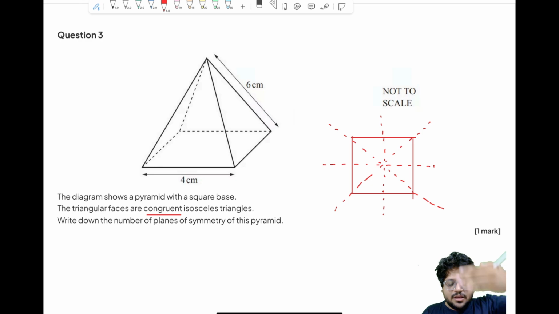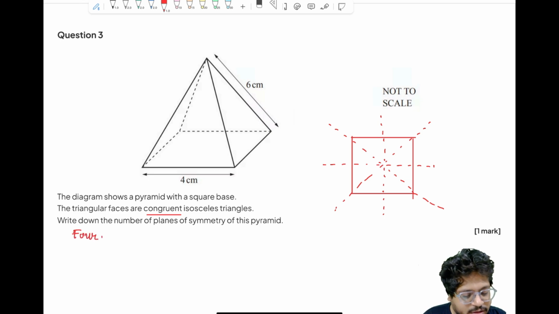So in that case, the plane of symmetry of the whole figure must be equal to the line of symmetry of the base, then only is it exactly identical to each other, and the mirror image will be formed, right? So if the line of symmetry of the base is 4 here, then the plane of symmetry of this figure is also 4. So write down the number of planes of symmetry, so they are 4.